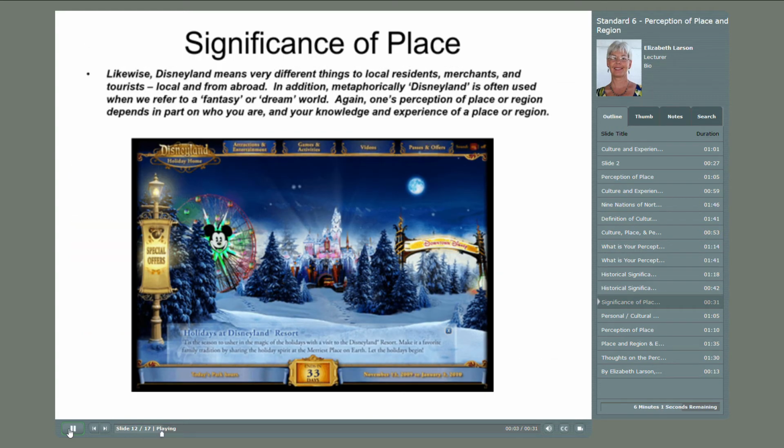Likewise, Disneyland, another place, a manufactured place, means very different things to local residents, merchants, and tourists, both local and from abroad. In addition, metaphorically, Disneyland is often used when we refer to a fantasy or a dream world. Again, one's perception of a place or a region depends in part on who you are and your knowledge and experience of a place or a region.